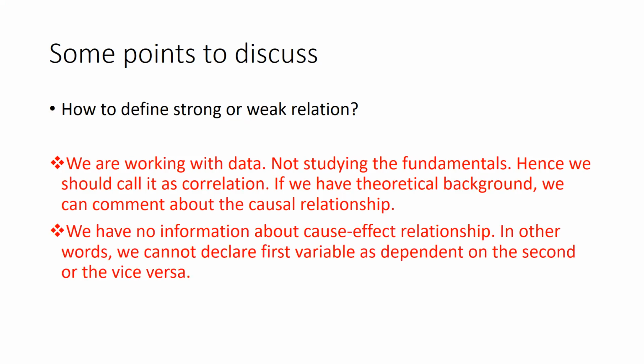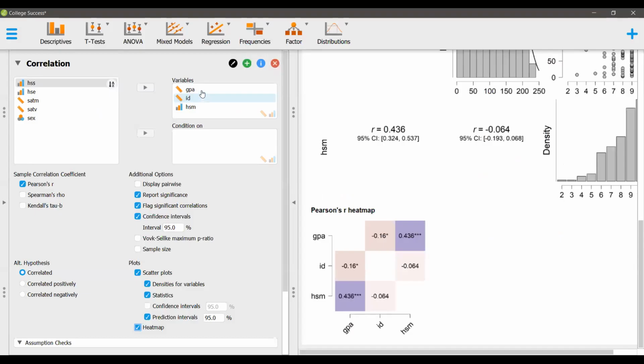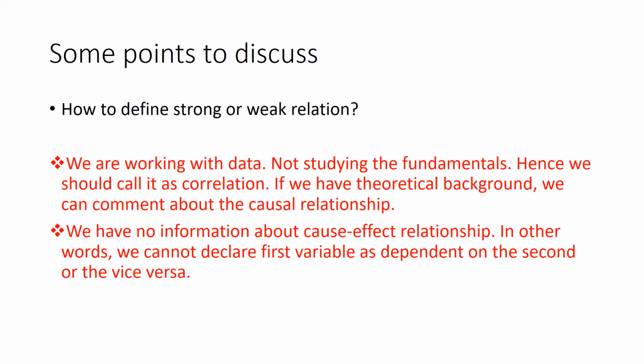And another point is, we have no information about the cause-effect relationship, so we cannot declare that some variable we had earlier, like GPA, is the driving variable and ID is the indirect variable, or that ID is the independent variable, or GPA is dependent on ID. So we cannot say which is the driving variable and which is the dependent variable. So that's the main point. We'll end over here. Thank you.